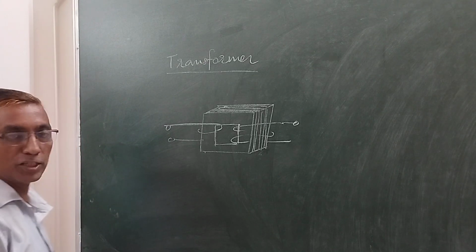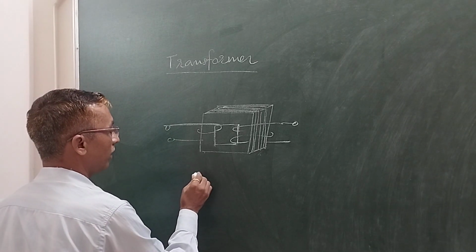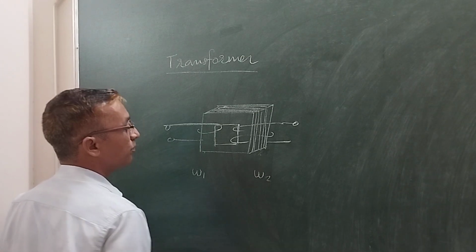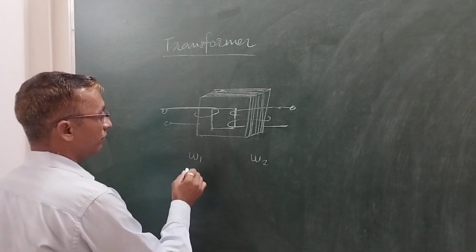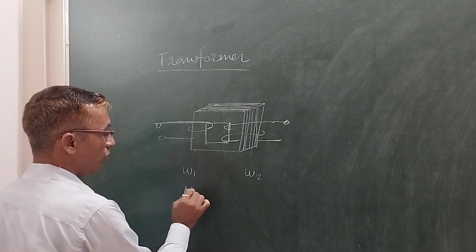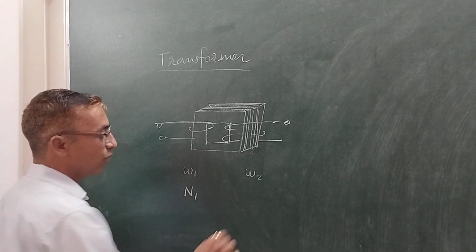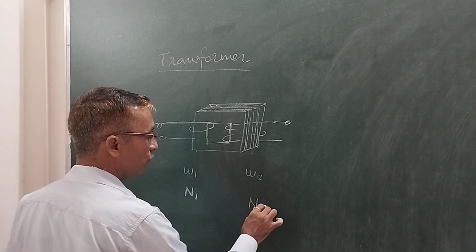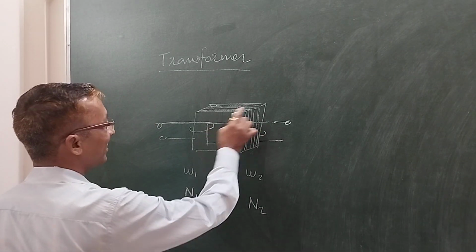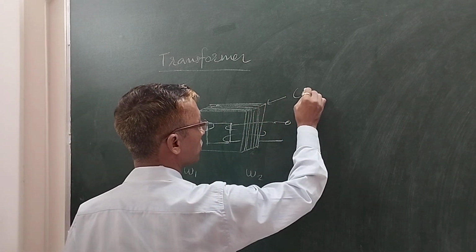This is the general transformer where we are having two windings, winding 1 and winding 2. Winding 1 is consisting of n1 number of turns. Winding 2 is consisting of n2 number of turns. What is happening? This is called as core of transformer.